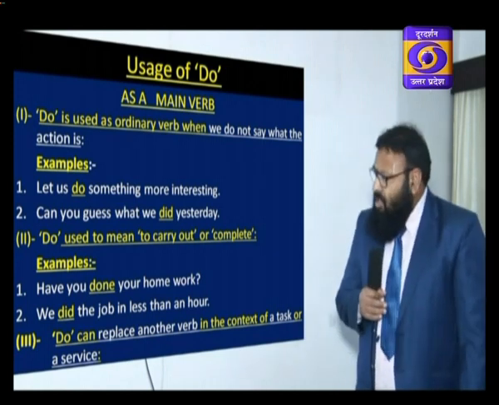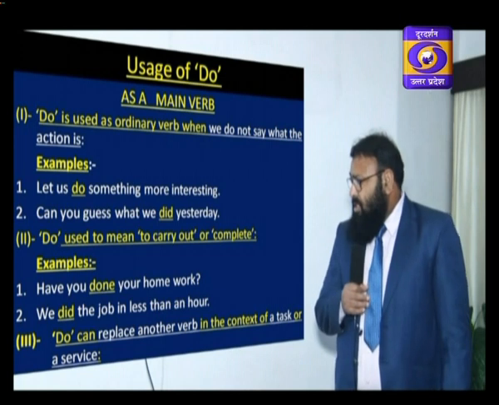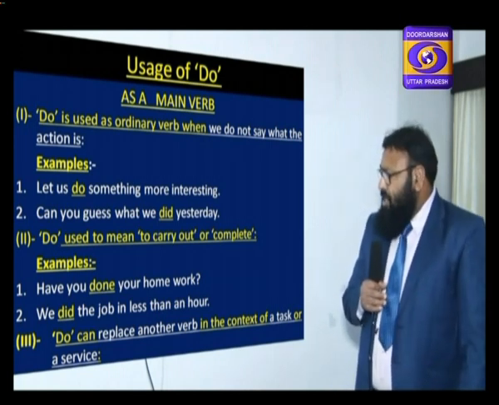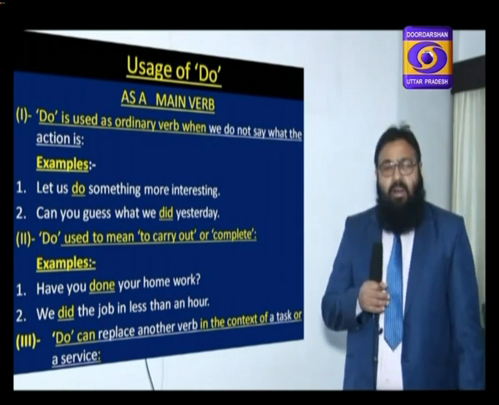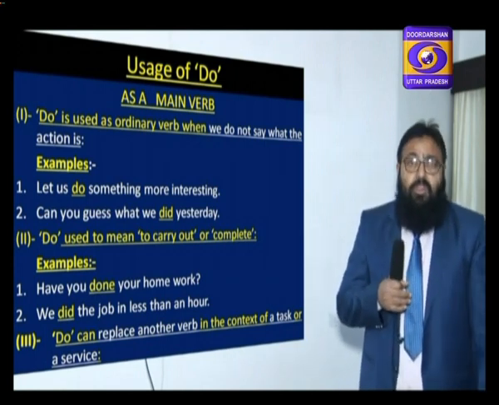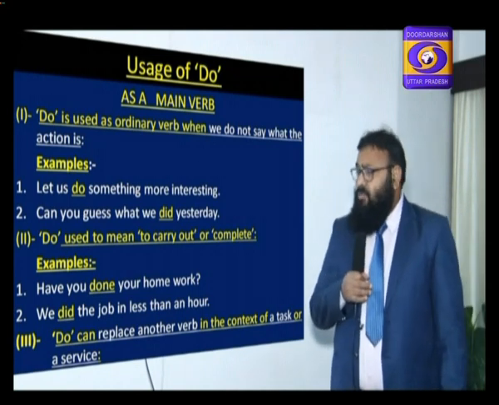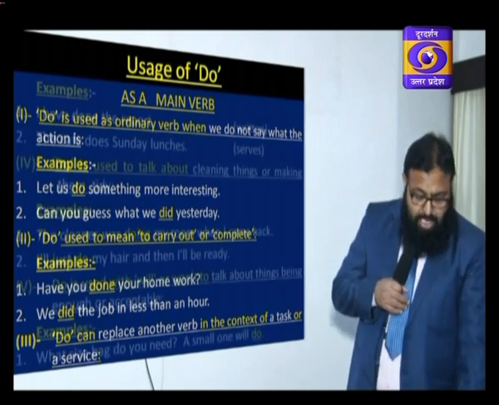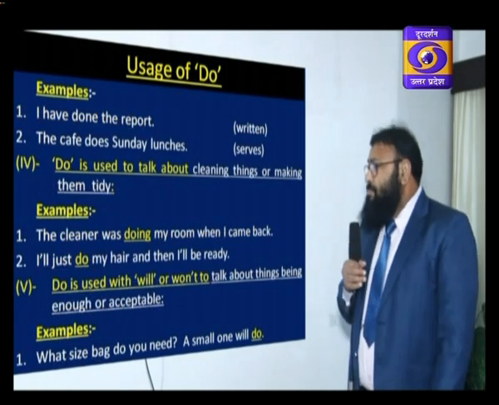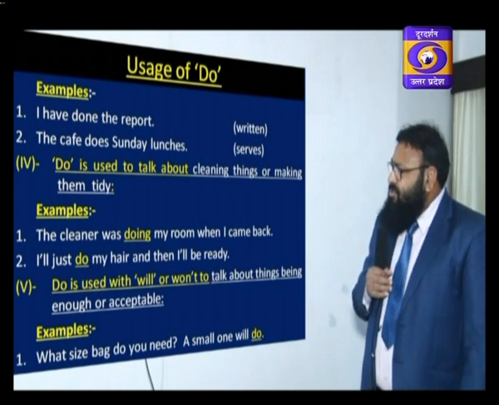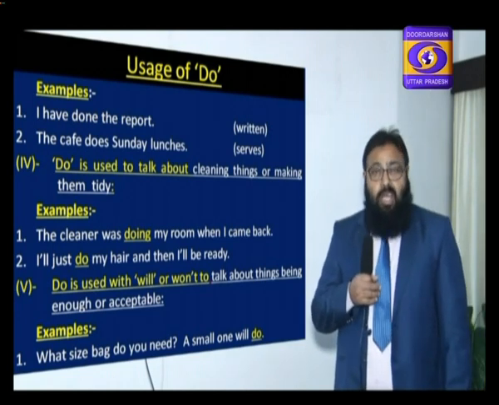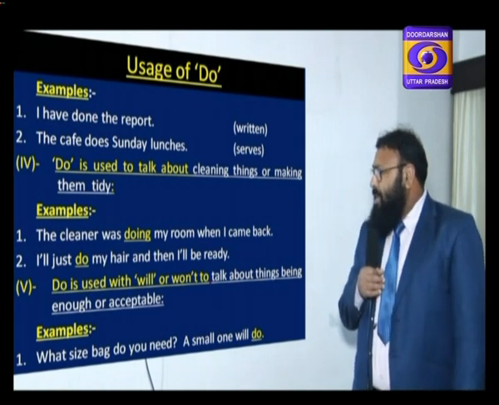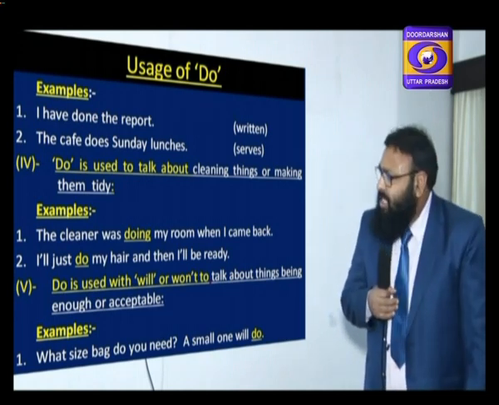Now, dear children, the third usage of do as a main verb is that do can replace another verb in the context of a task or a service. When we're talking of a task or a service, of course, it can replace another verb. Examples are, I have done the report. So instead of saying that I have written the report, now I prefer saying I have done the report. The done is replacing the main verb written here.